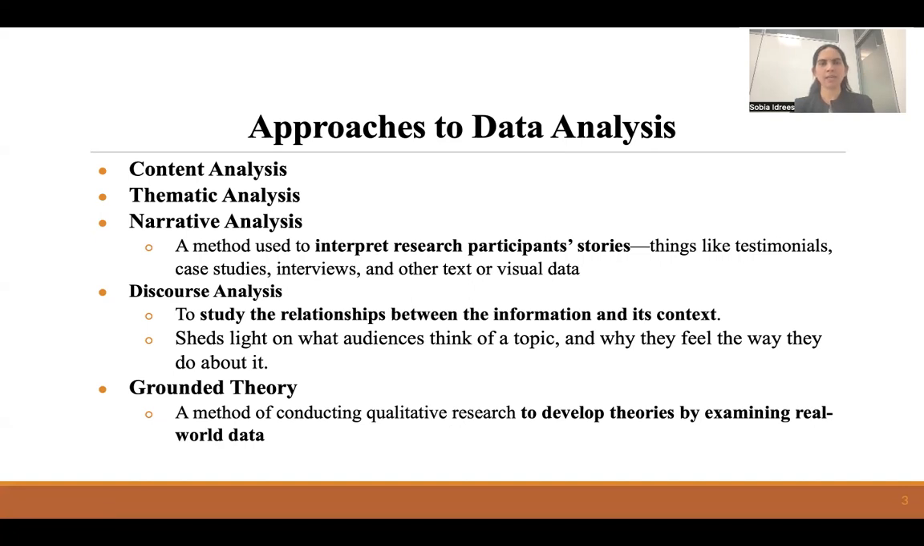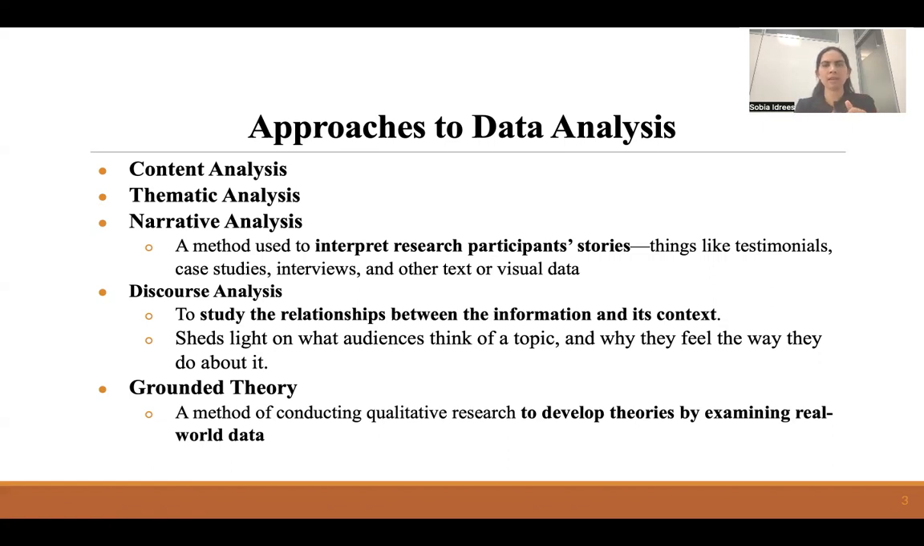Narrative analysis is a method which a researcher uses to interpret research participants' stories. This method is used in narrative inquiry or narrative research, and the purpose of narrative research is to collect participants' detailed stories. Narrative analysis is used to interpret those stories, which could be participant stories, testimonials, case studies, interviews, or maybe other text or visual data as well.